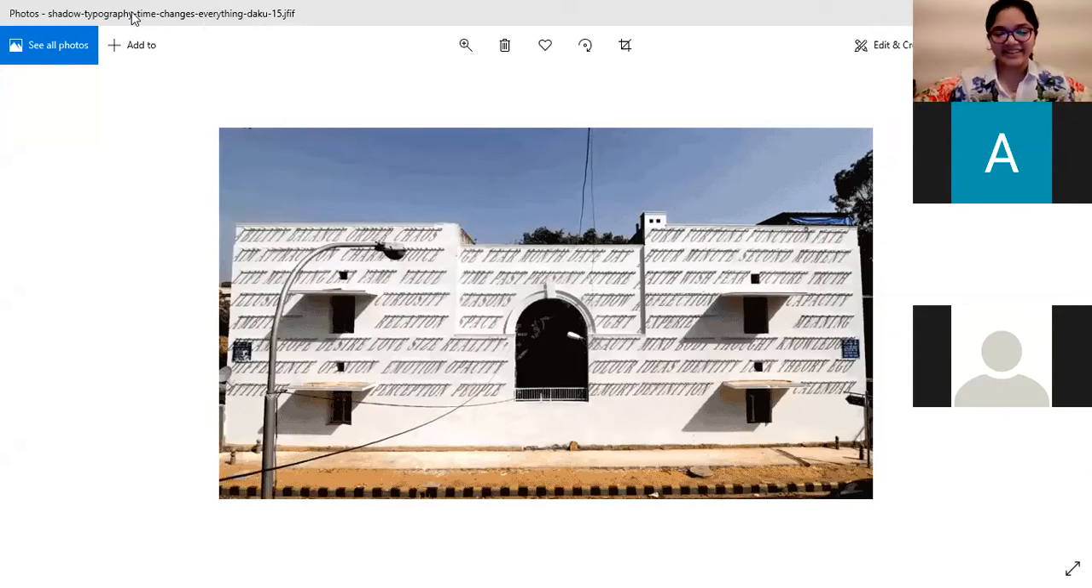He started writing his name in Hindi, in Devanagari, and then he started writing it in English, like D-A-K-U. The first time he wrote it and presented something on his own was in Goregaon, where he put up his name. And then he started doing these. And he's done some really interesting work.